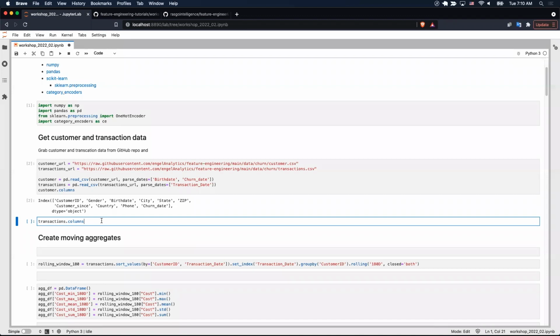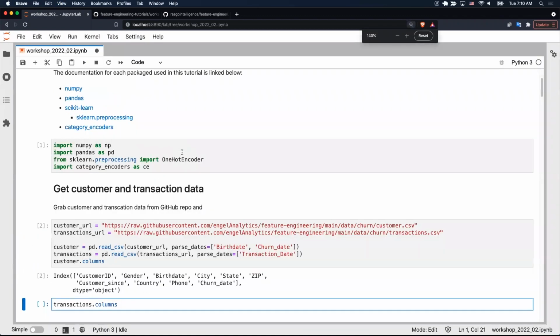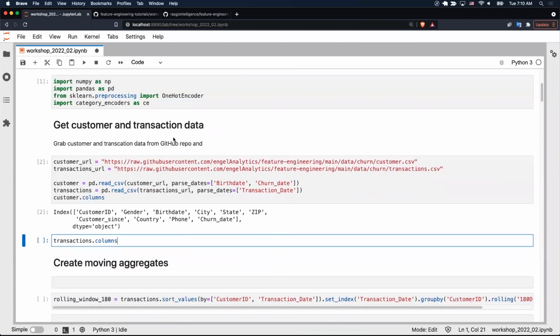Andrew, just a small request. Could you please zoom in on your screen, because I think the font is slightly small for the people who are seeing the screen. Better? Is that size okay? Yep, okay.